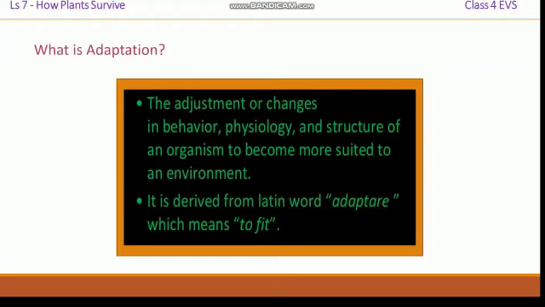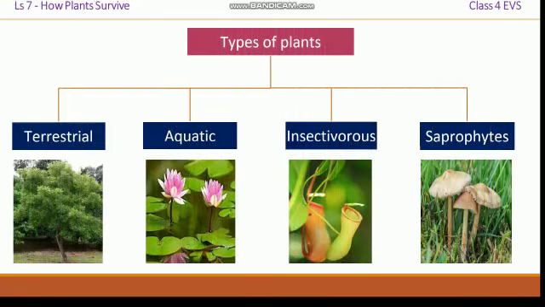The adjustment or changes can be in the behavior, function or structure of an organism so that they become more suited to an environment. The word adaptation is derived from Latin word adaptere, which means to fit. So the plants adapt themselves to fit to grow in an environment. So we are going to see the adaptations of different types of plants, namely terrestrial, aquatic, insectivorous and saprophytic plants.